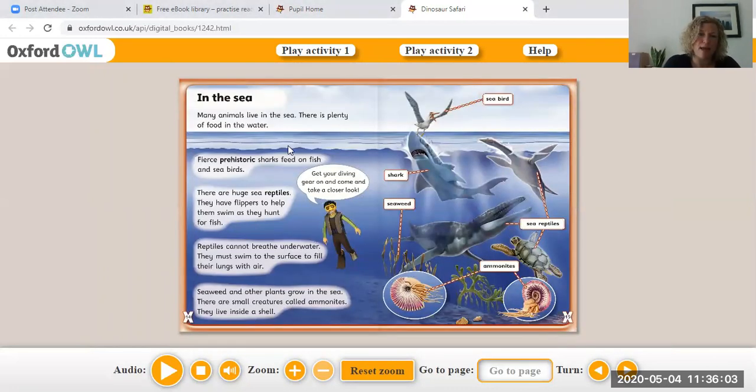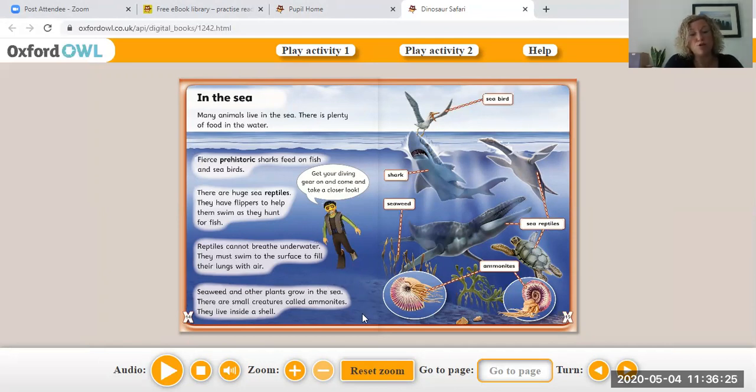In the sea. Many animals live in the sea. There is plenty of food in the water. Fierce prehistoric sharks feed on fish and seabirds. They are huge sea reptiles. They have flippers to help them swim as they hunt for fish. Reptiles cannot breathe underwater. They must swim to the surface to fill their lungs with air.